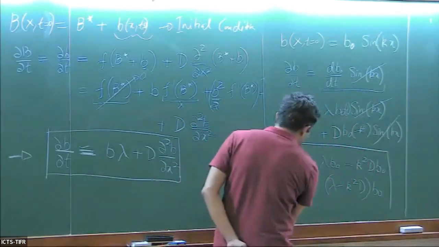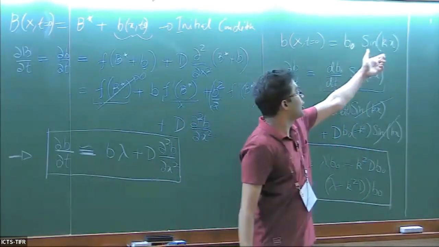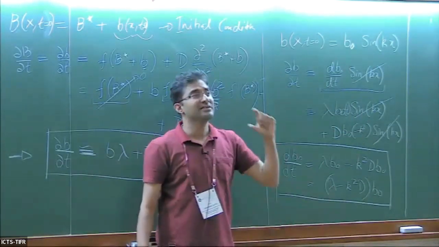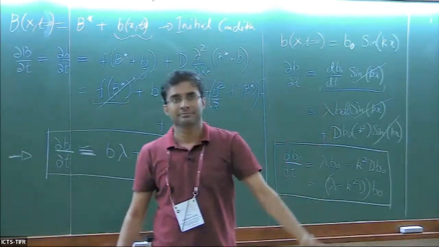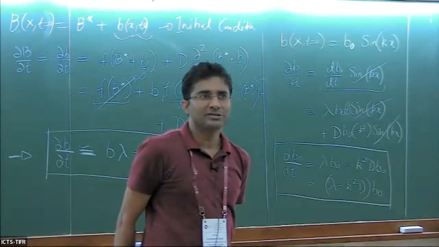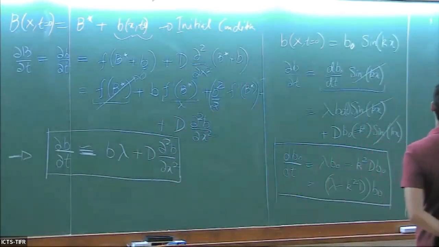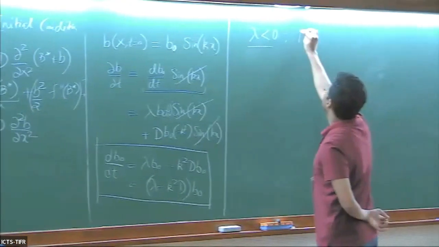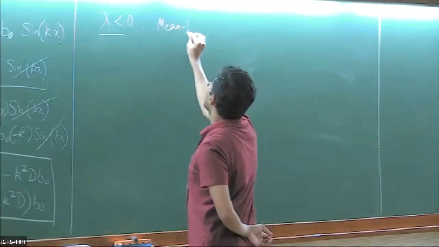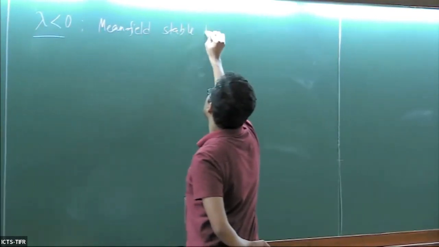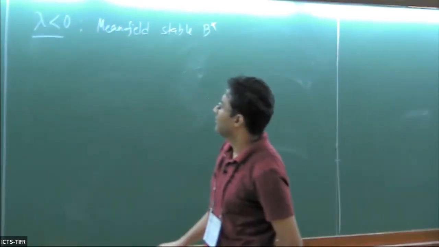So basically what this means is that I now made a sinusoidal perturbation with some amplitude B0. This equation tells me how that amplitude is changing over time. So how is it changing over time? Let's consider two scenarios. There are two possibilities. Lambda is positive, or lambda is negative. Lambda negative is the simpler case, meaning we're dealing with a mean field stable equilibrium or a fixed point.